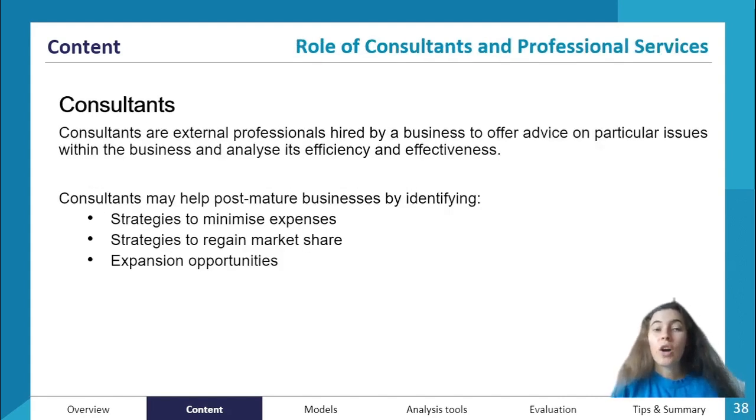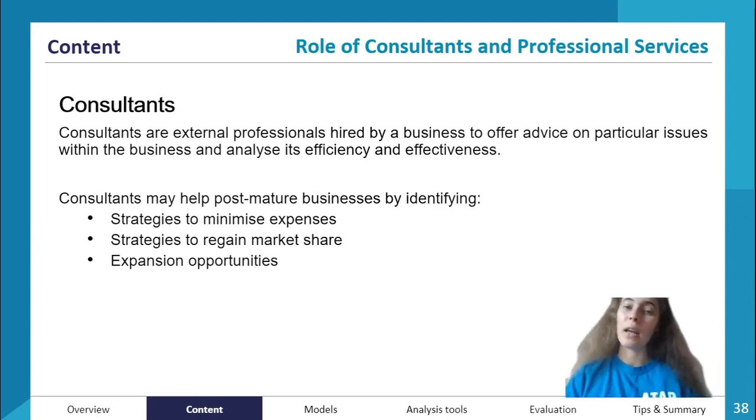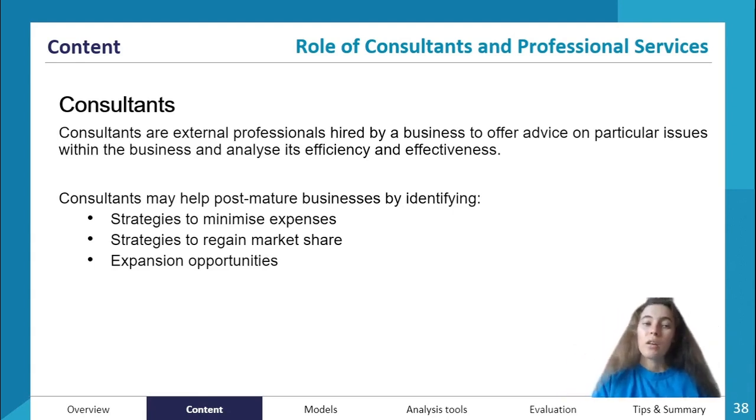Another thing that you need to know as part of this unit is the role of consultants and professional services. So we'll have a look at each of these and discuss how they're different because this is something that you'll need to know as well. So, consultants are external professionals hired by a business to offer advice on particular issues within the business. And they usually analyze the business's efficiency and effectiveness and then provide those recommendations.